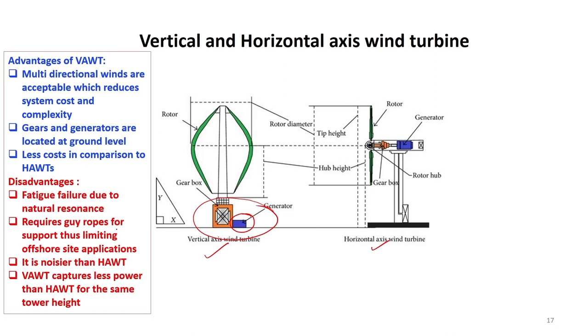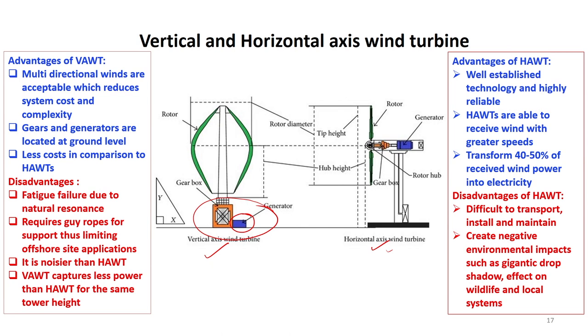There are of course disadvantages like fatigue failure due to natural resonance, and it requires guy ropes for support, hence limiting offshore site applications. This system is noisier than the horizontal axis wind turbine, and the vertical axis wind turbine captures less power than the horizontal axis wind turbine for the same tower height.